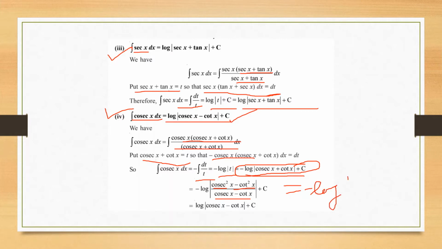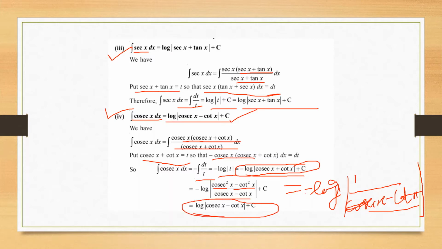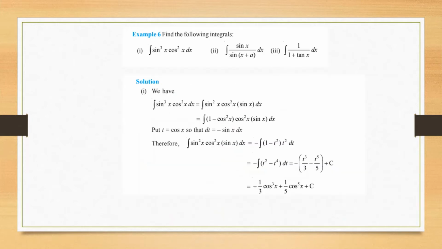So this becomes minus log of 1 upon cosecant x minus cot x, because we multiplied and divided by cosecant x minus cot x, plus c. So what happened? I will open it as minus times log 1 minus log of this complete thing. Log 1 is 0, and minus and minus make log mod cosecant x minus cot x plus c. Now take some examples.